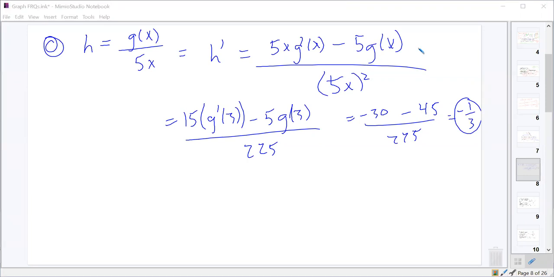And that part was worth 3 points, 2 for the correct setup and 1 for the -1/3, the value that you got. Any questions there on part C?